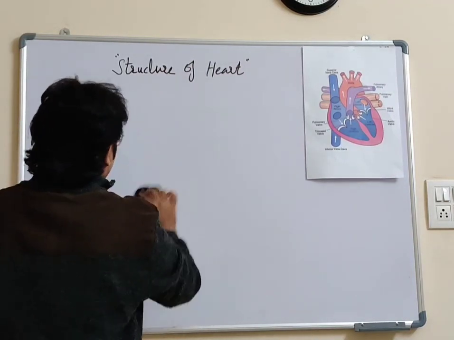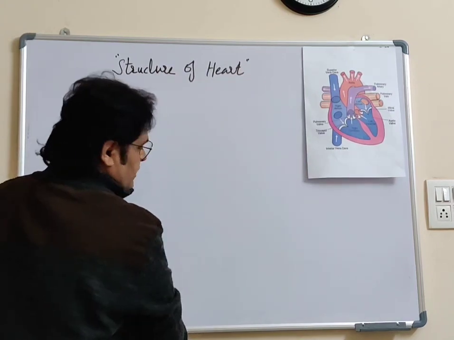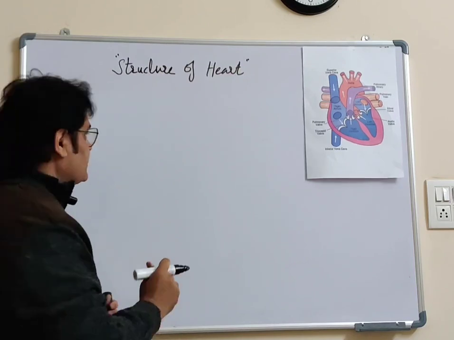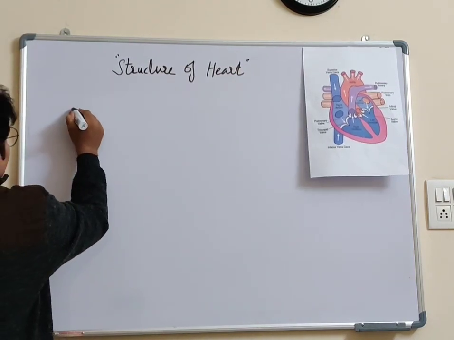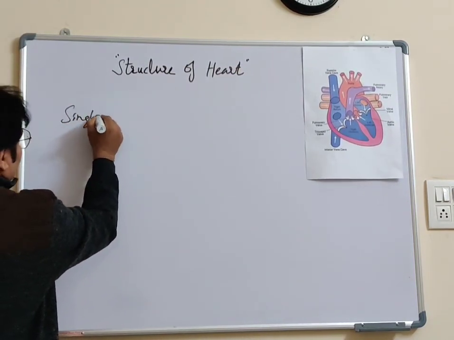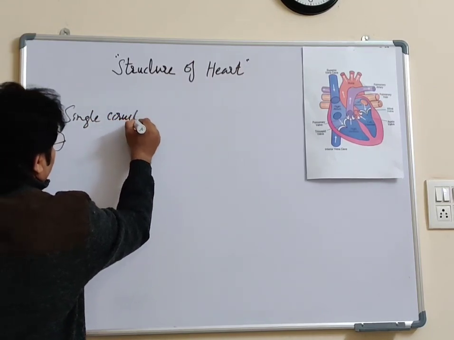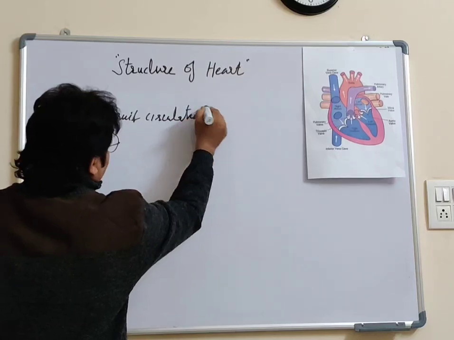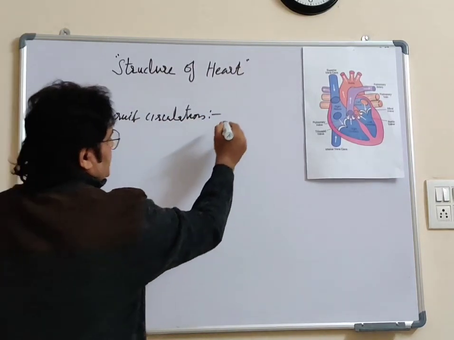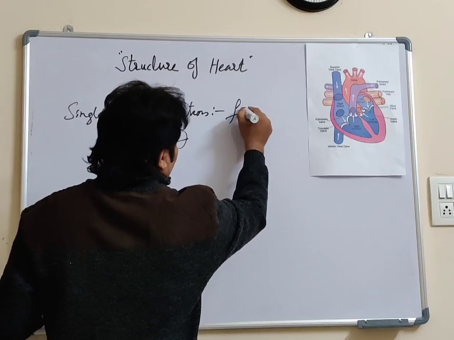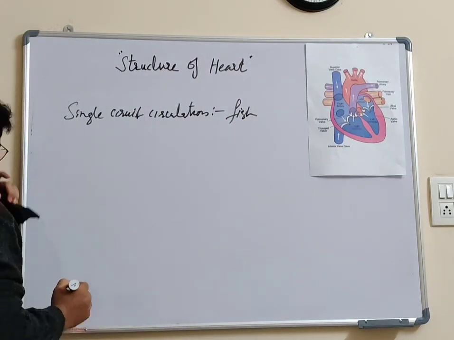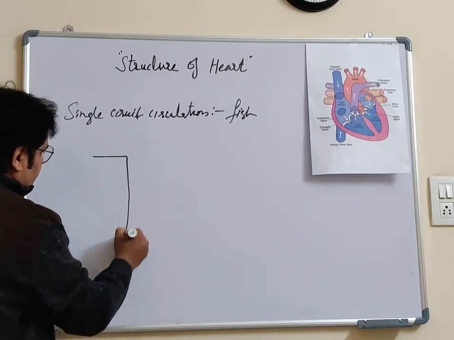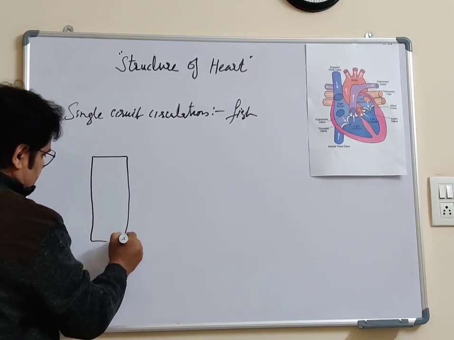Single circuit circulation can be seen in fishes or aquatic organisms, especially aquatic organisms, where you can find the single circuit circulation. Single circuit circulation, and the good example can be fishes here. Okay. Fishes will have the 2-chamber heart.